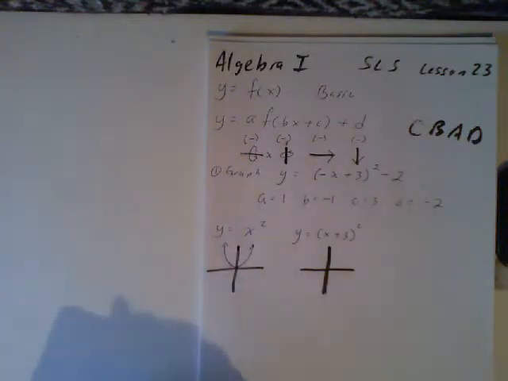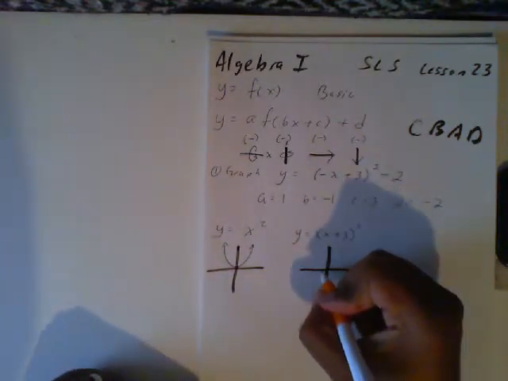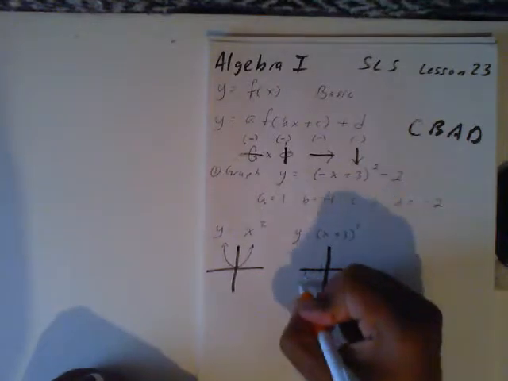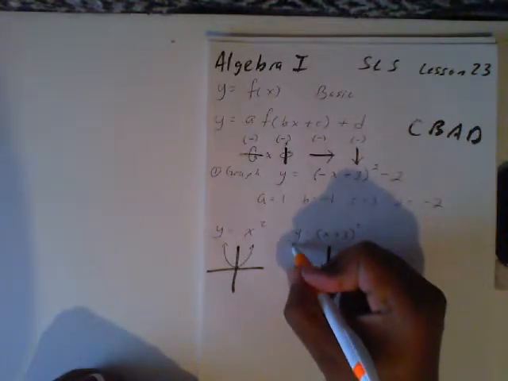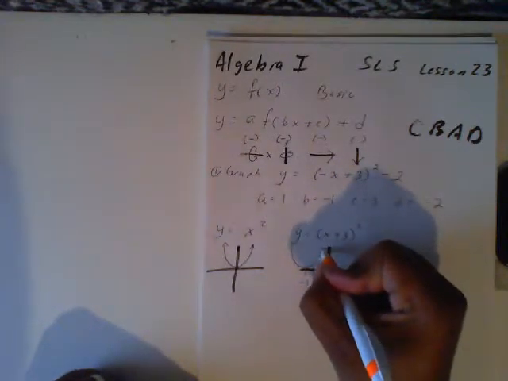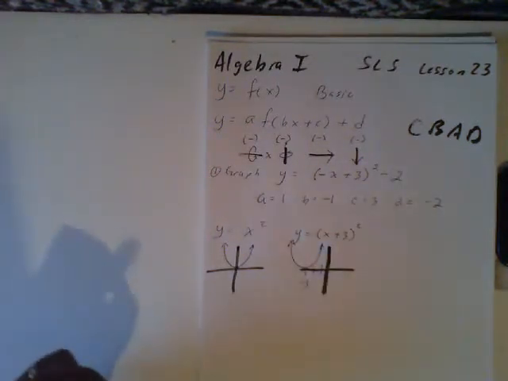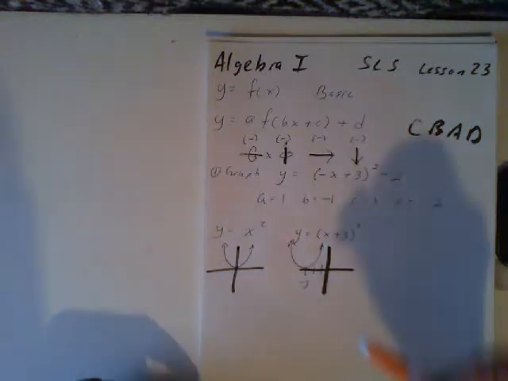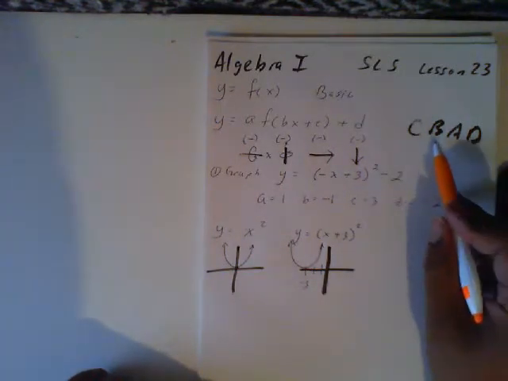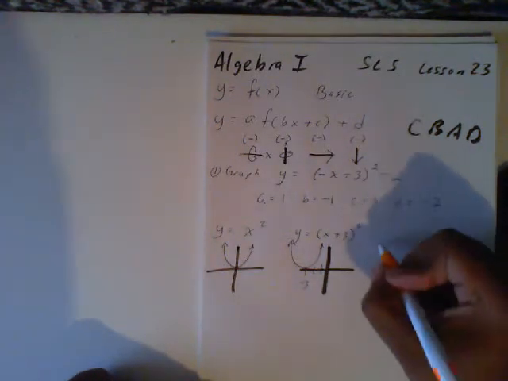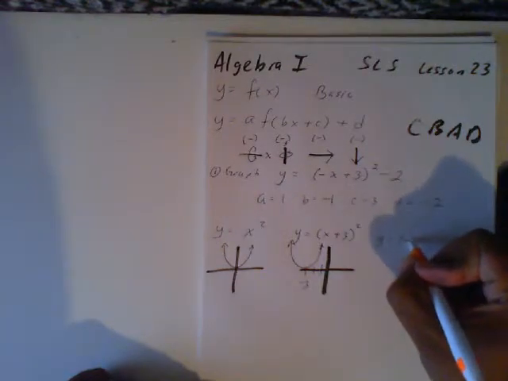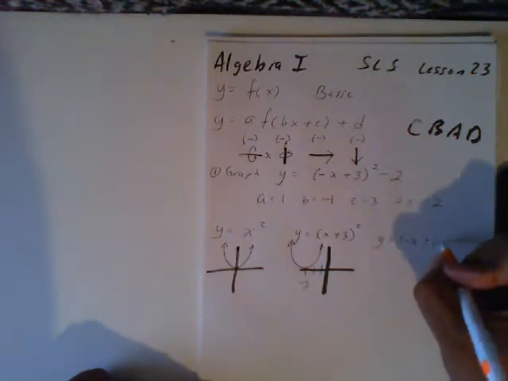And this will shift the graph 3 times to the left. So your vertex goes from 0, so 1, 2, 3, to negative 3 on the x-axis. So our graph shifts 3 times to the left. Next, we're going to put the B parameter on, which is a negative on the x. So we have y equals negative on the x, and then plus 3 all squared.